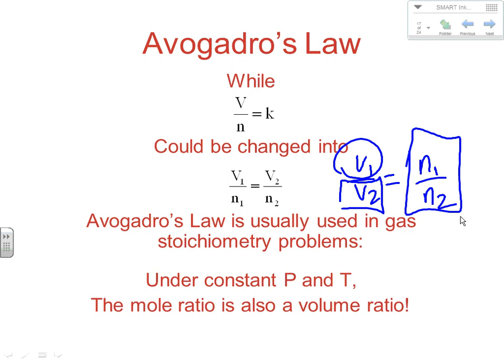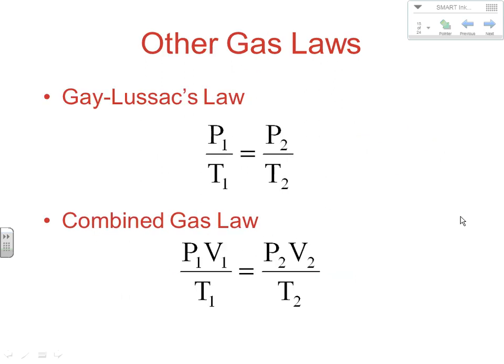So really an application of this is the volume ratio of gases equals the mole ratios of gases, as long as we're at constant temperature and pressure. So the mole ratio is also the volume ratio. And remember, mole ratio is what we use in stoichiometry problems. So this allows us to do stoichiometry problems with volumes, which is something you'll be looking at eventually here.